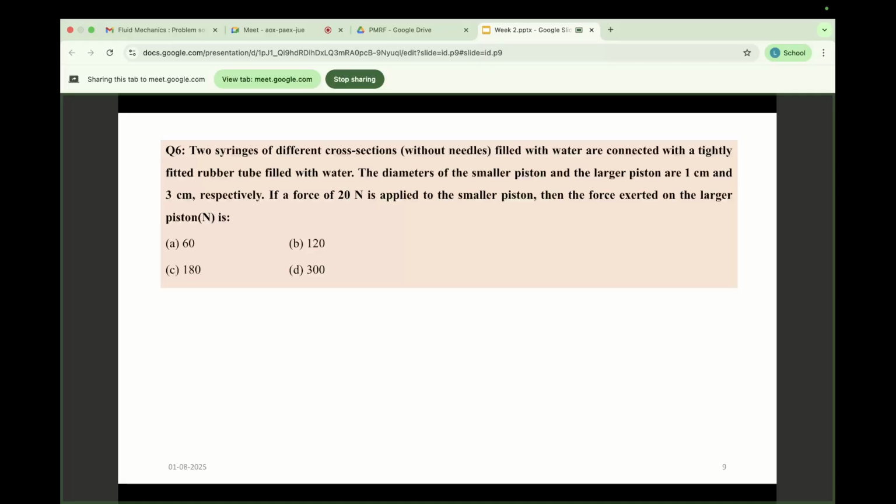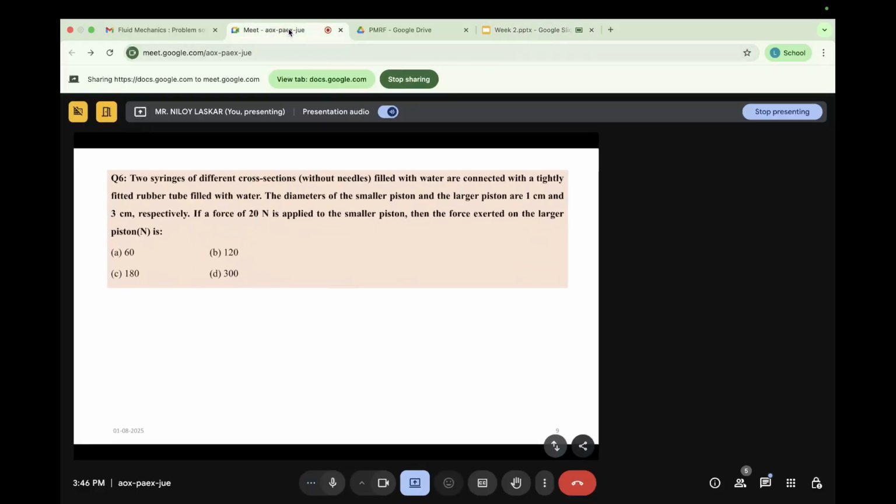So basically what is given? The diameter is given, the force is given. For such types of problems where the diameter varies and the forces or the pressures are given, we have to remember Pascal's law. You know this Pascal law? Okay, so try to answer this question using this Pascal law.